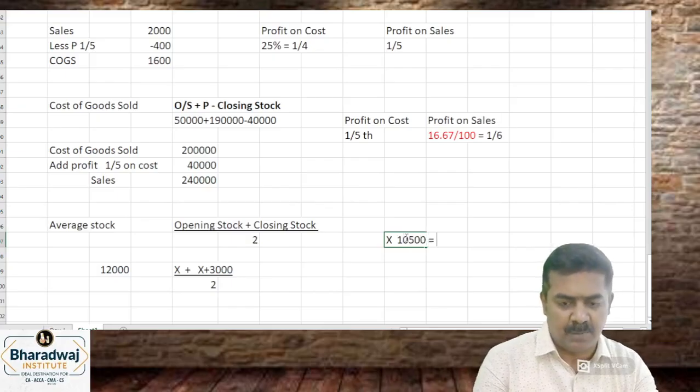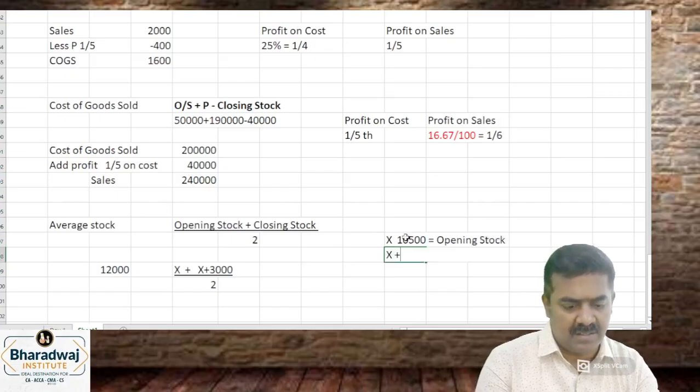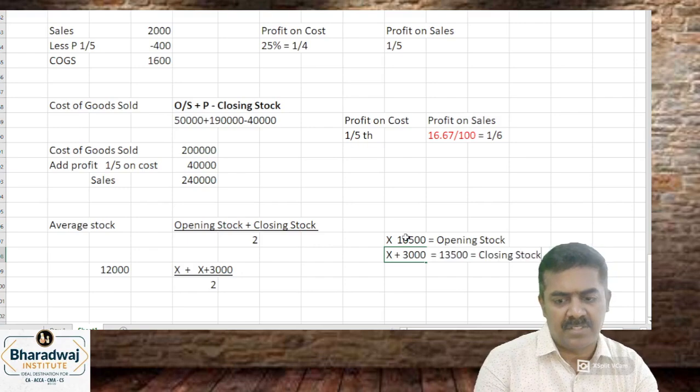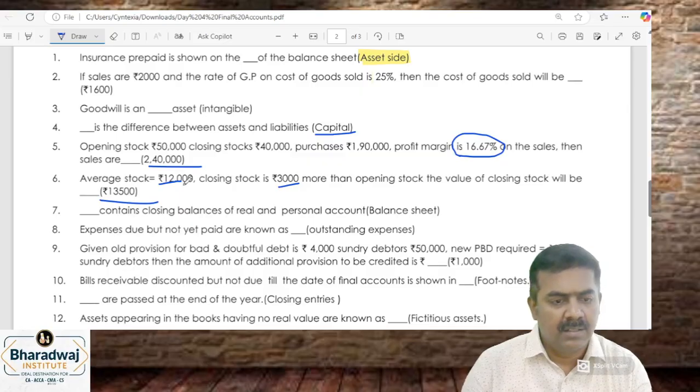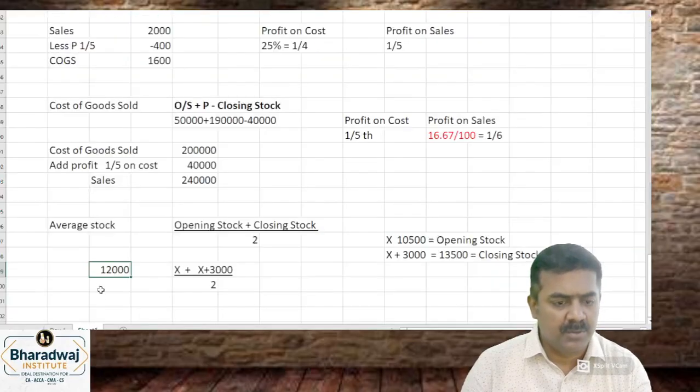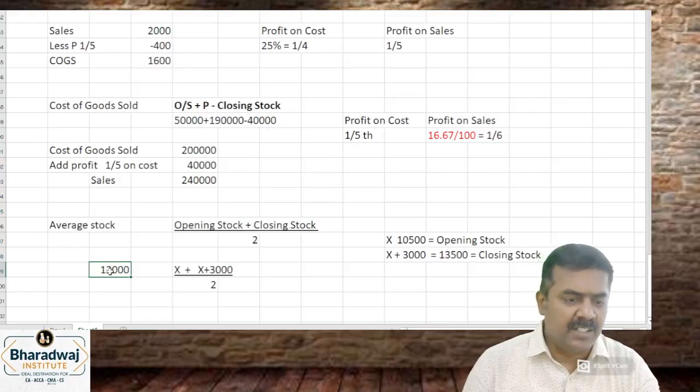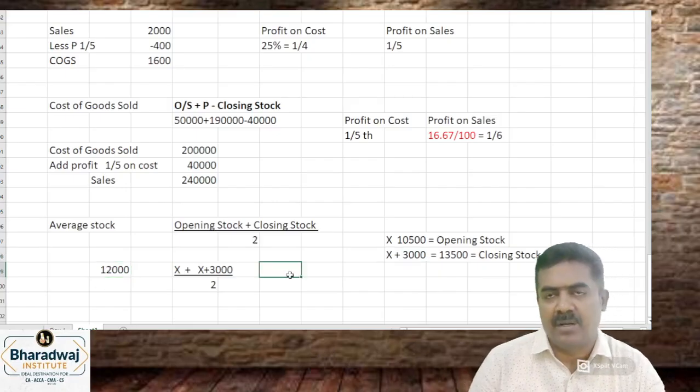X is the opening stock. X plus 3,000, nothing but 13,500, will be which stock? Closing stock. But instead, average stock is given. Average stock is 12,000. Okay, cut the difference into two. The total difference is 3,000: minus 1,500 gives opening stock, plus 1,500 gives closing stock.